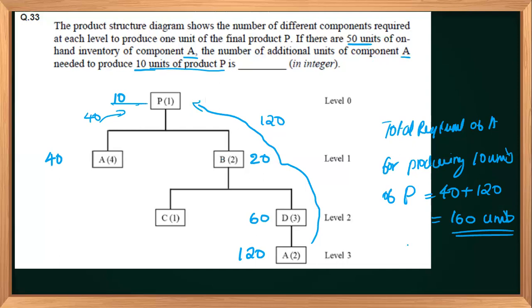That will be 160. Additional A will be equal to 160 minus 50, which gives you 110. So 110 units will be required. Very simple. Even with common sense, you can answer this. You don't have to understand what is behind the bill of materials and product structure. With a simple understanding of the different levels and what is happening, you will get this question right.